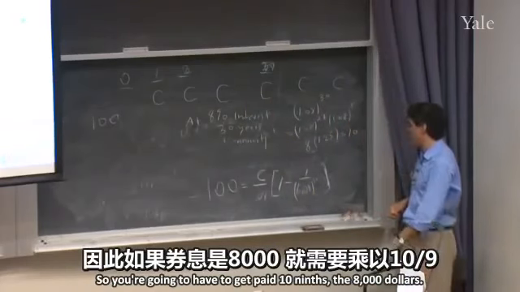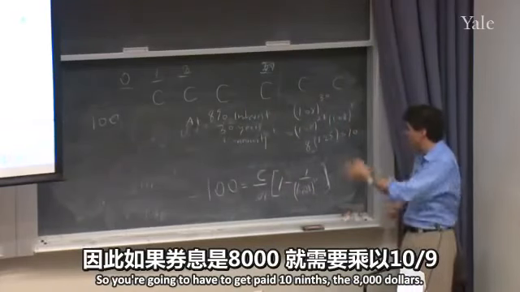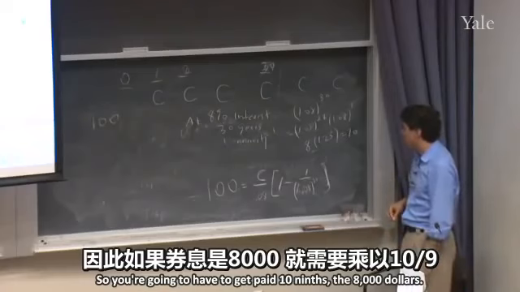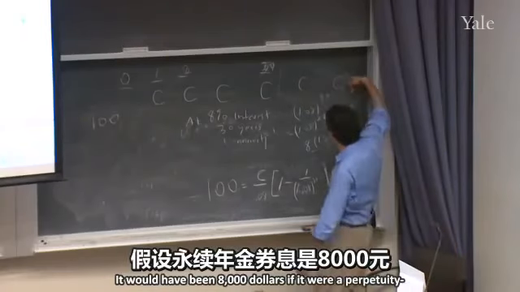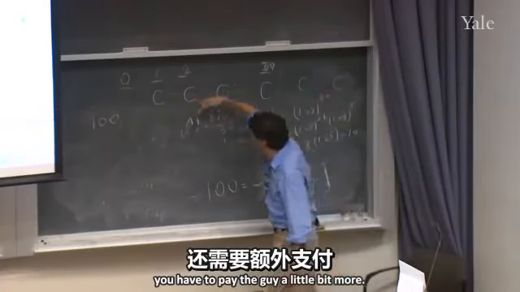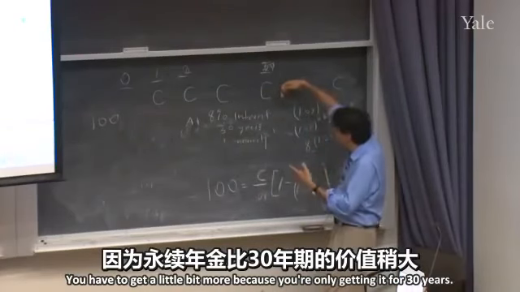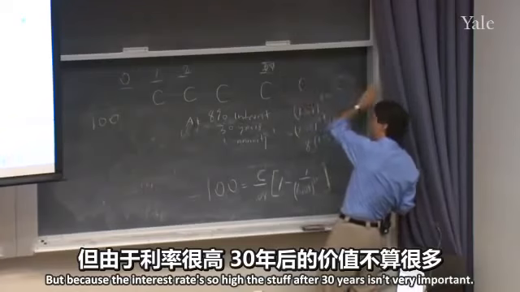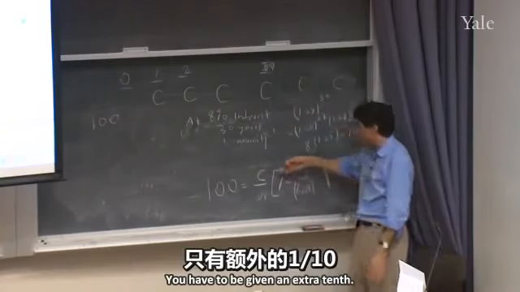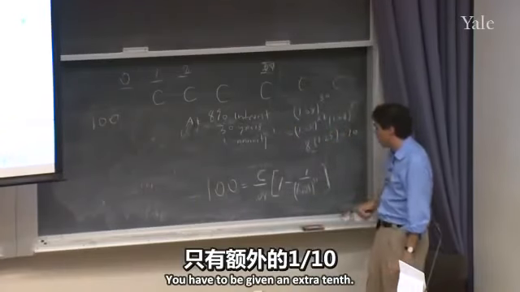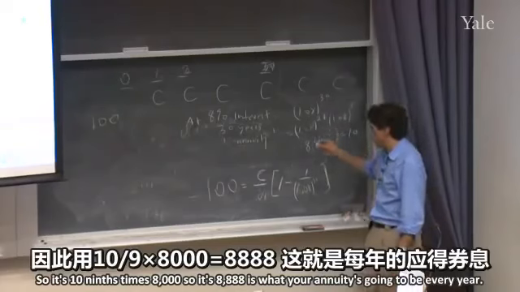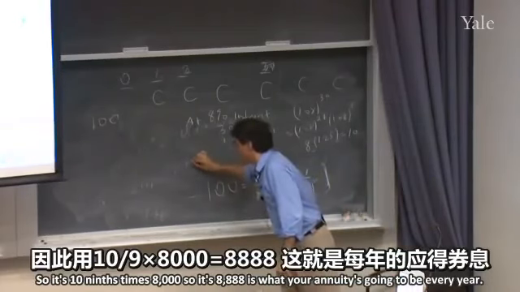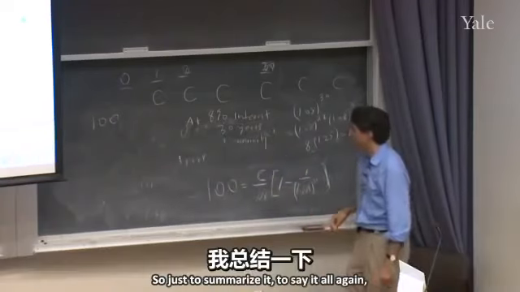Okay, so you're going to have to get paid 10/9 of the $8,000. It would have been $8,000 if it were a perpetuity. You have to get a little bit more because you're only getting it for 30 years. But because the interest rate's so high, the stuff after 30 years isn't very important. You have to be given an extra 1/10. So it's 10/9 times 8,000, so it's 8,888 is what your annuity is going to be every year.